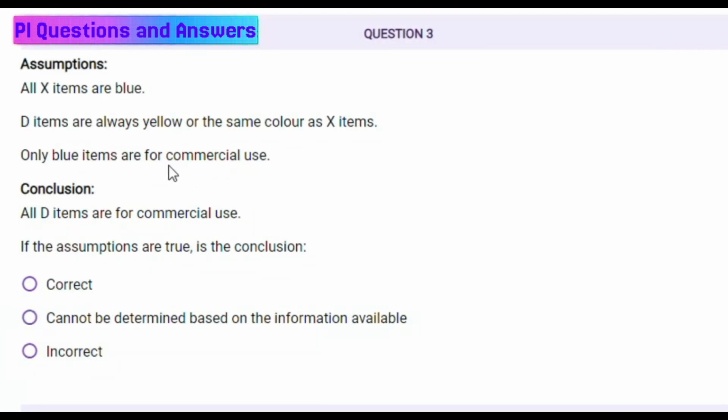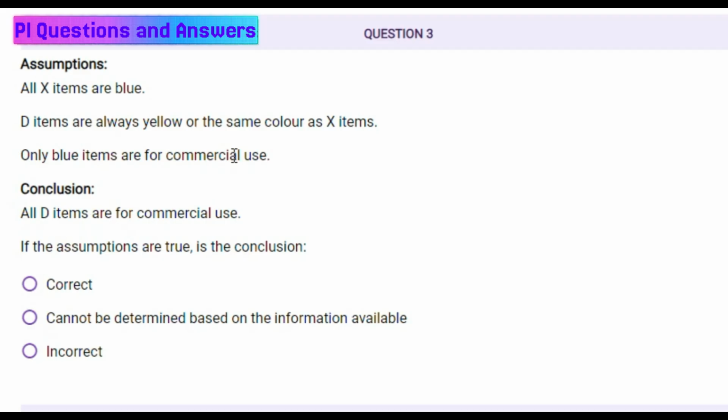Question number 3. Assumptions. All X items are blue. D items are always yellow or the same color as X items. Only blue items are for commercial use. Conclusion. All D items are for commercial use. If the assumptions are true, is the conclusion correct? Cannot be determined based on the information available.